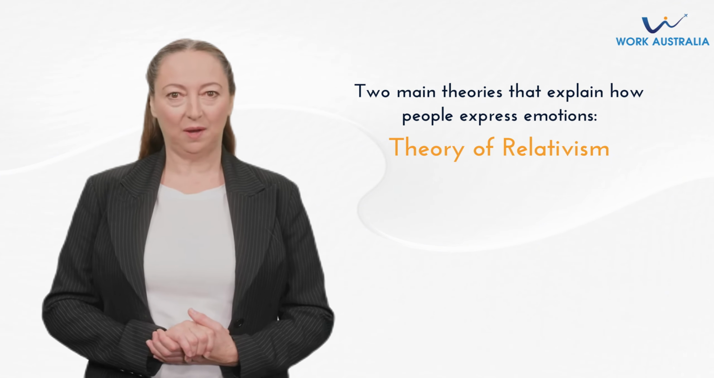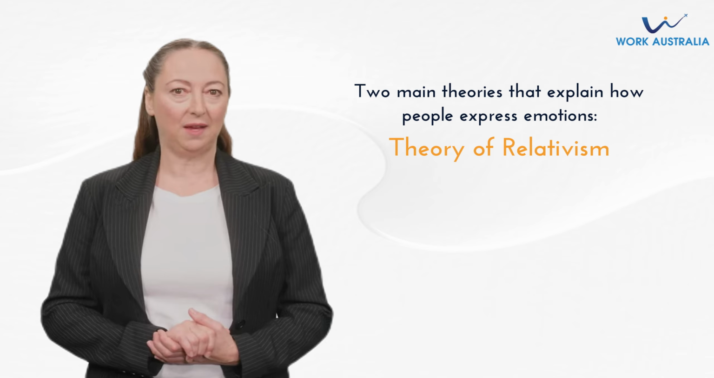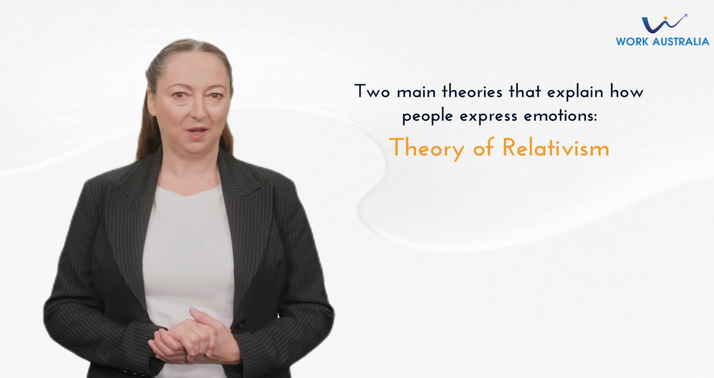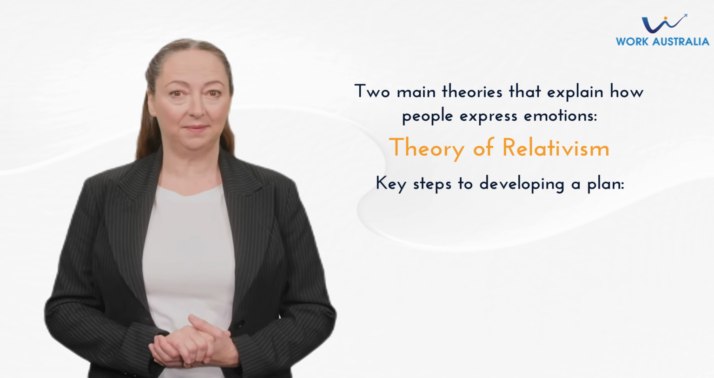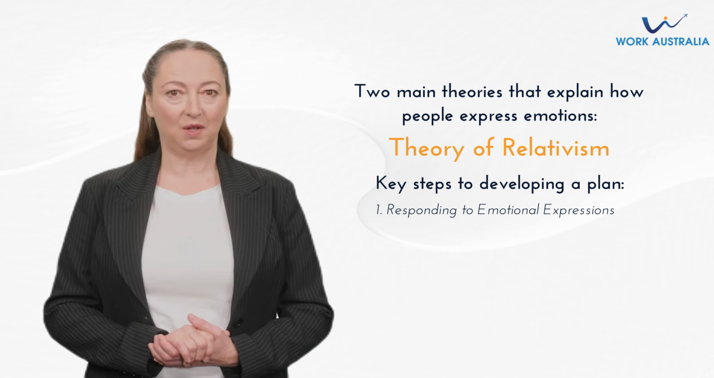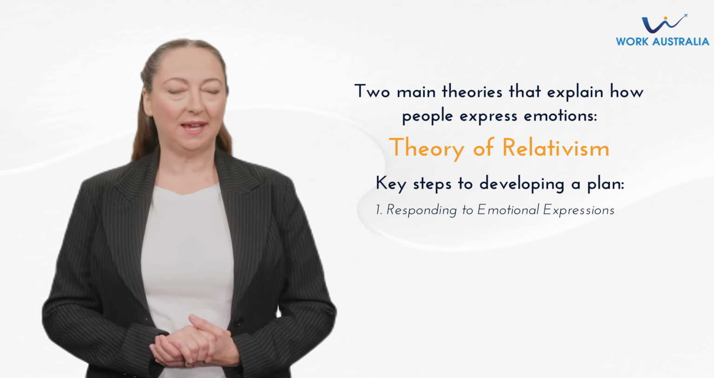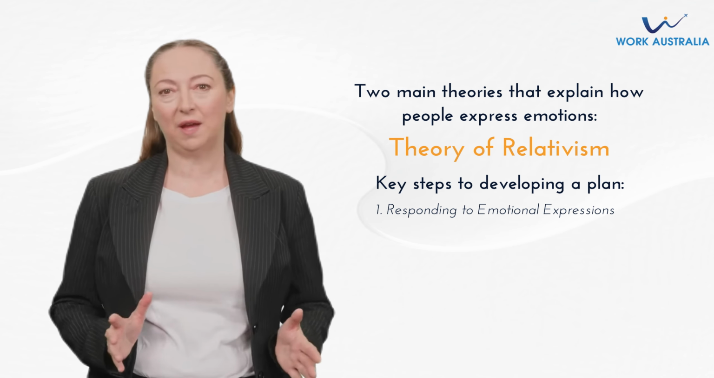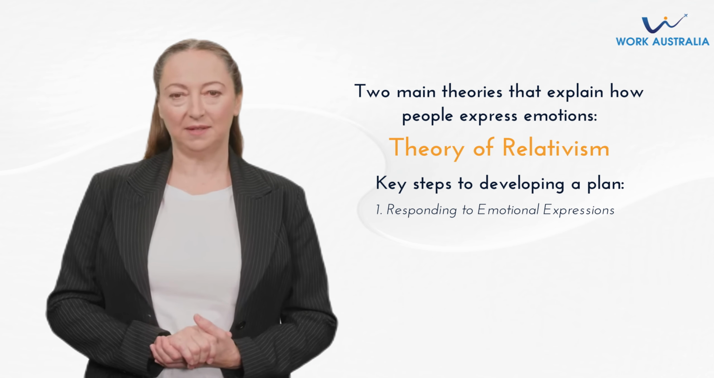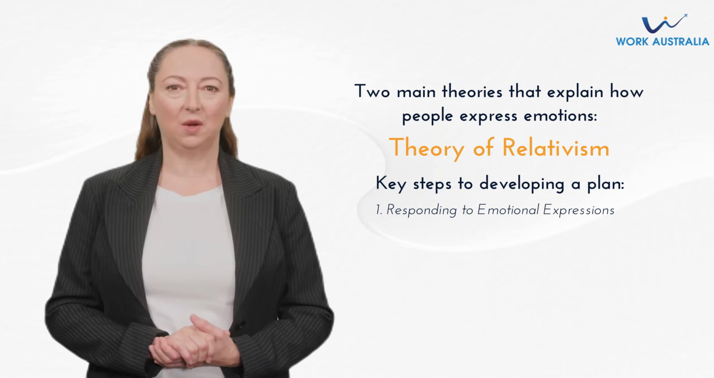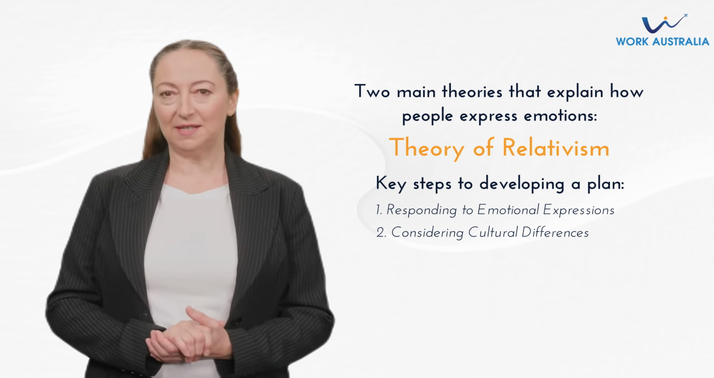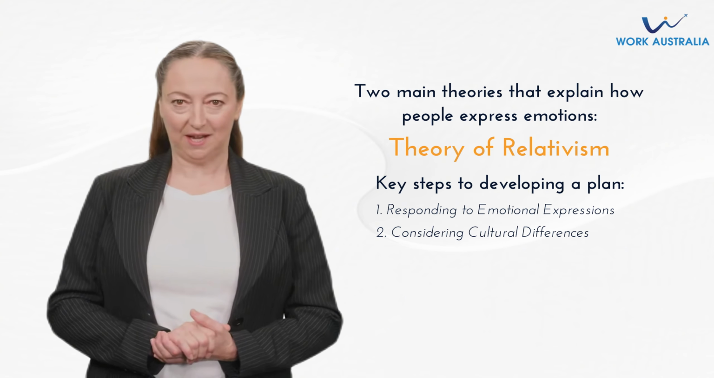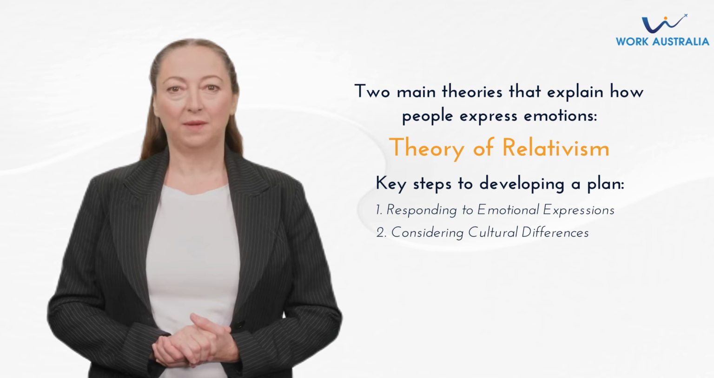Now that we've explored emotional intelligence and cultural variations, how do we apply this knowledge in the workplace? Here are some key steps to developing a plan. 1. Responding to emotional expressions. Recognize and address emotions in a thoughtful and considerate manner. If someone seems disengaged, don't ignore it. Check in with them. 2. Considering cultural differences. Adapt your communication style to be inclusive of all team members.